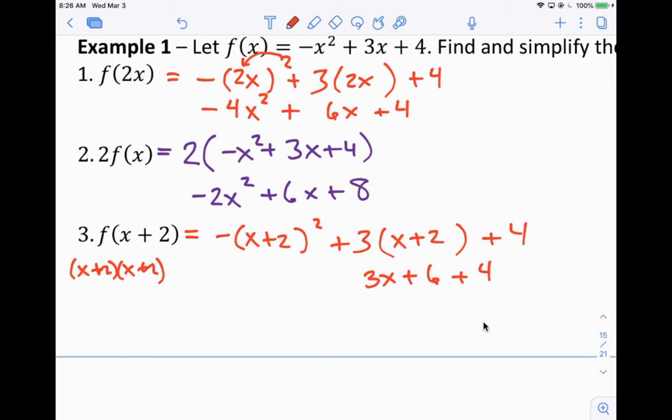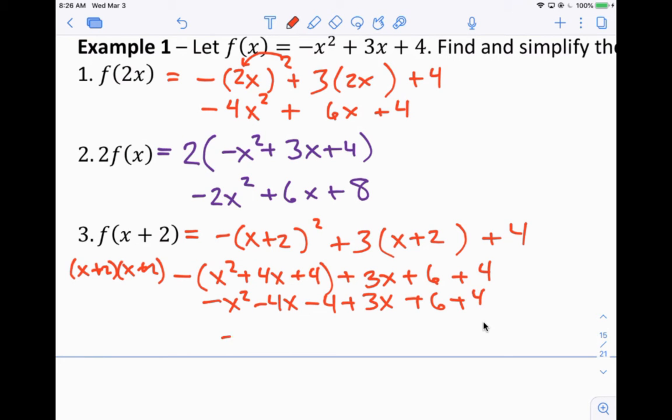I get negative x squared plus 2x, 2x is 4x plus 4. Okay, then I'll distribute that negative. We get negative x squared, negative, I'm going to need some more room. Sorry. Negative x squared minus 4x minus 4 plus 3x plus 6 plus 4. Combining like terms gives us negative x squared minus x. Those two cancel, plus 6 is our final function.